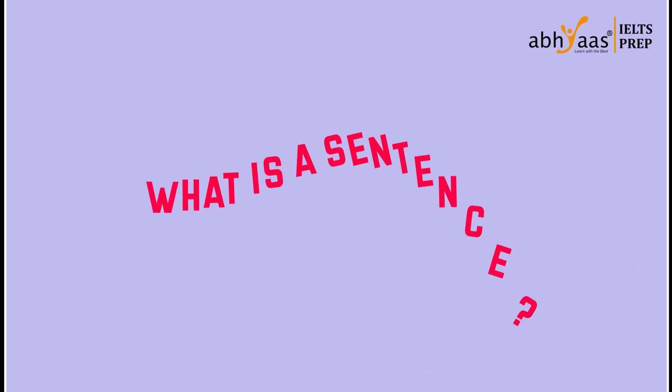As few students who do not have a grip in writing often get confused with what type of sentences can be used in IELTS writing. So let's look at them now. Before we begin, let us understand what is a sentence. A group of words which gives a complete thought, which has got a subject and predicate, is called a sentence.